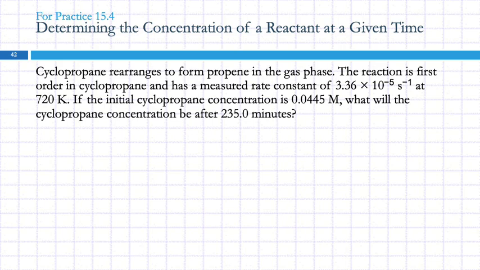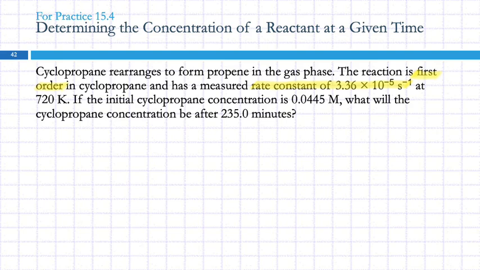Another practice question. Cyclopropane rearranges to form propene in the gas phase. The reaction is first order in cyclopropane. That's going to be useful. It's first order, and has a measured rate constant of 3.36 times 10 to the minus 5 per second at 720 Kelvin.